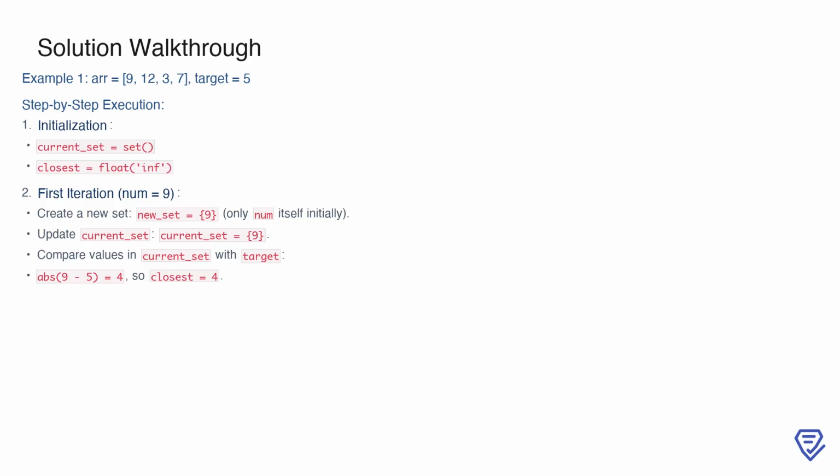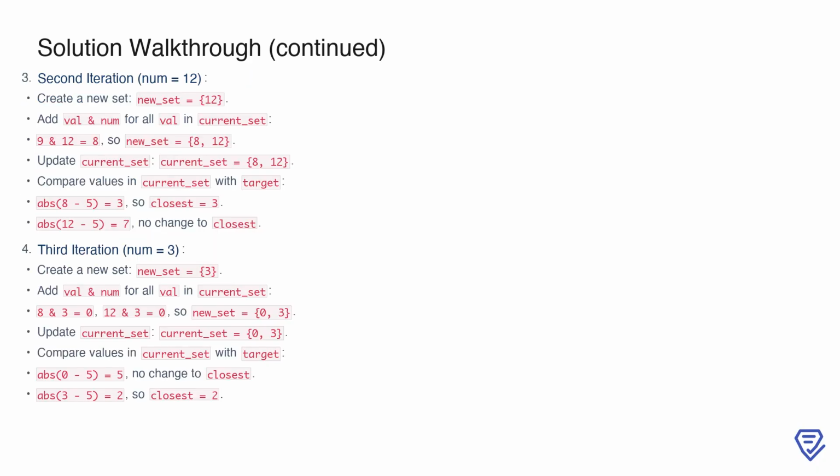During the first iteration, we process the number 9. A new set is created containing only the number 9 itself, so new_set equals 9. Next, we update current_set to this new set, making it current_set equals 9. We then calculate the absolute difference between each value in current_set and the target. Since abs(9 - 5) equals 4, we update closest to 4, as it's the smallest difference we've encountered so far.